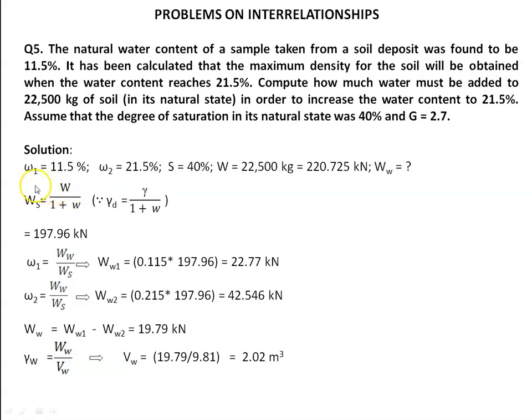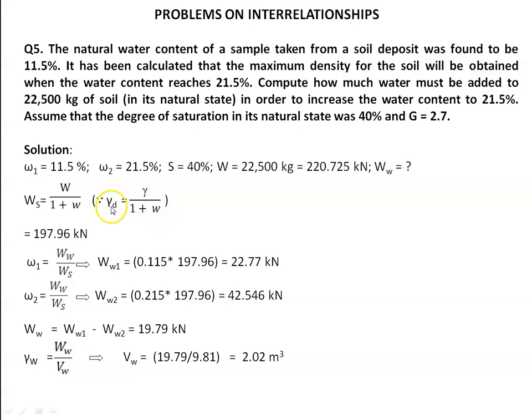So initial water content is 11.5% and final water content is 21.5%. Degree of saturation corresponding to initial water content is given as 40%. Then weight of soil corresponding to natural state is given as 22,500 kg. When you convert into kilonewtons, it comes to 220.725 kilonewtons.